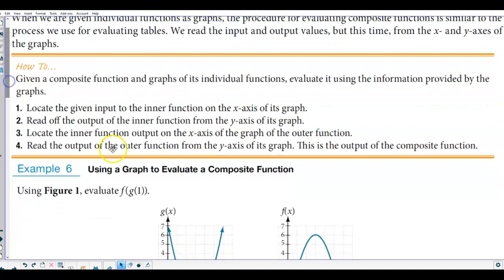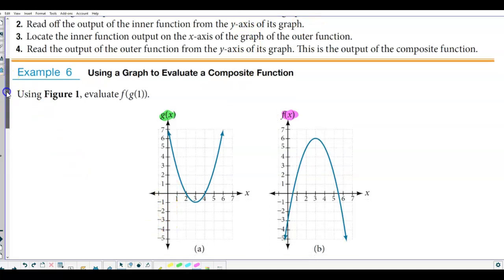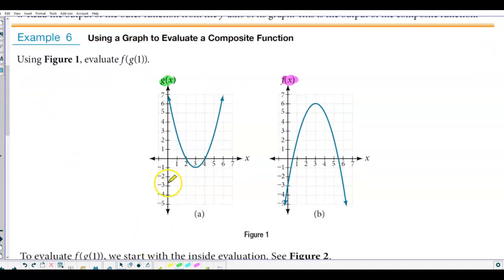So for example number 6, we're going to use a graph to evaluate a composite function. We're going to use figure 1 to evaluate f of g of 1. Let g of x be this graph, and f of x is going to represent this graph. What we want to do is first evaluate g of 1.